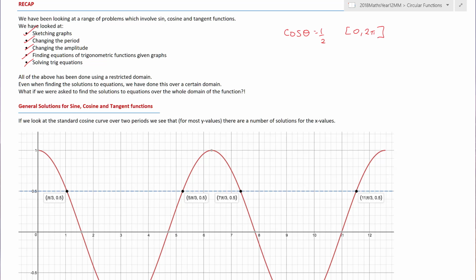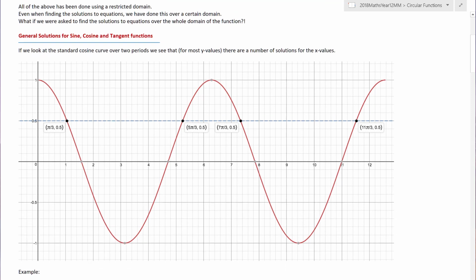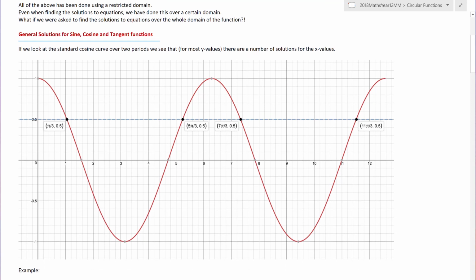I mean, we have the general solution of a quadratic, the formula x equals minus b plus or minus the square root of b squared minus 4ac, over 2a. So that's actually what this lesson is going to be dealing with. We're going to be looking at finding the general solutions for sine, cosine, and tangent functions. And let's start with a standard cosine curve over two periods.